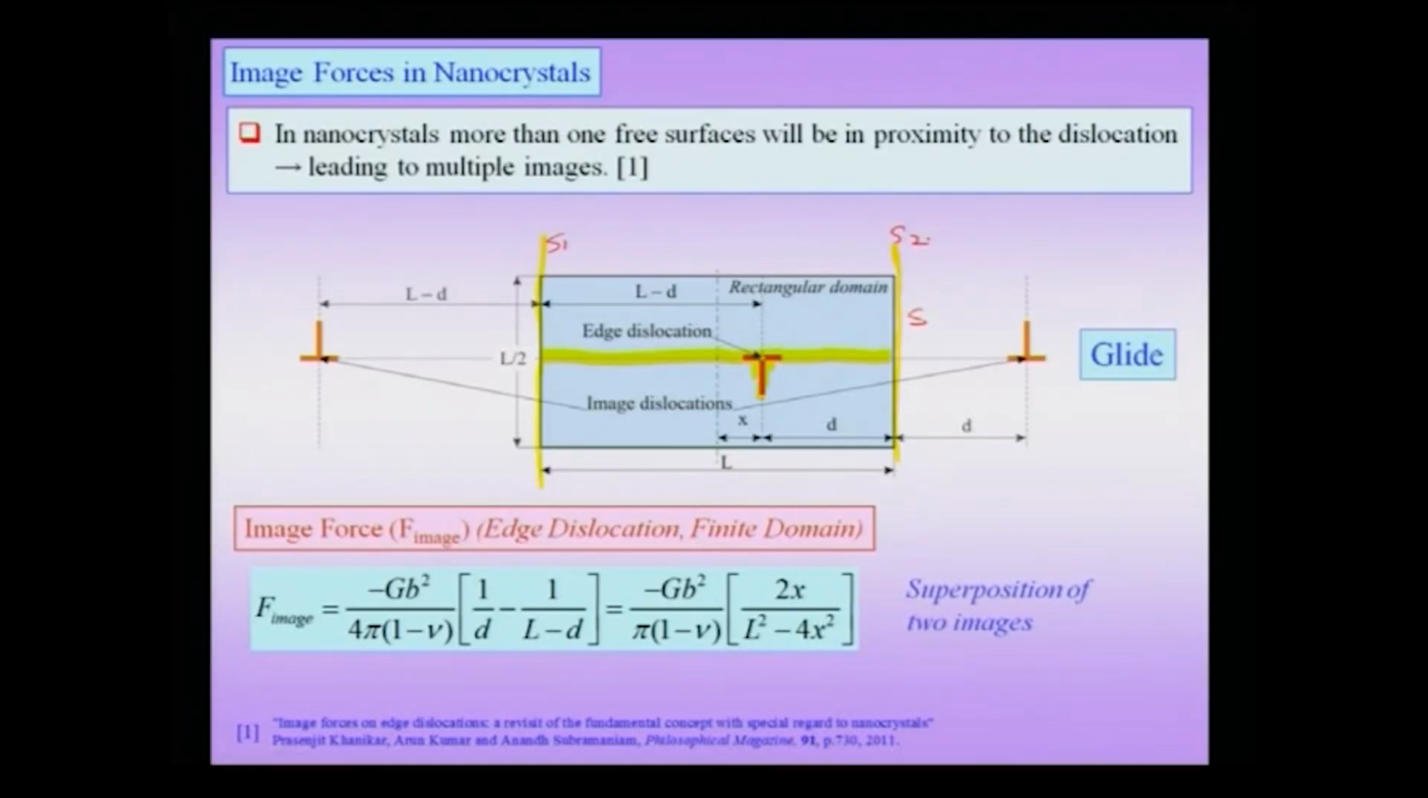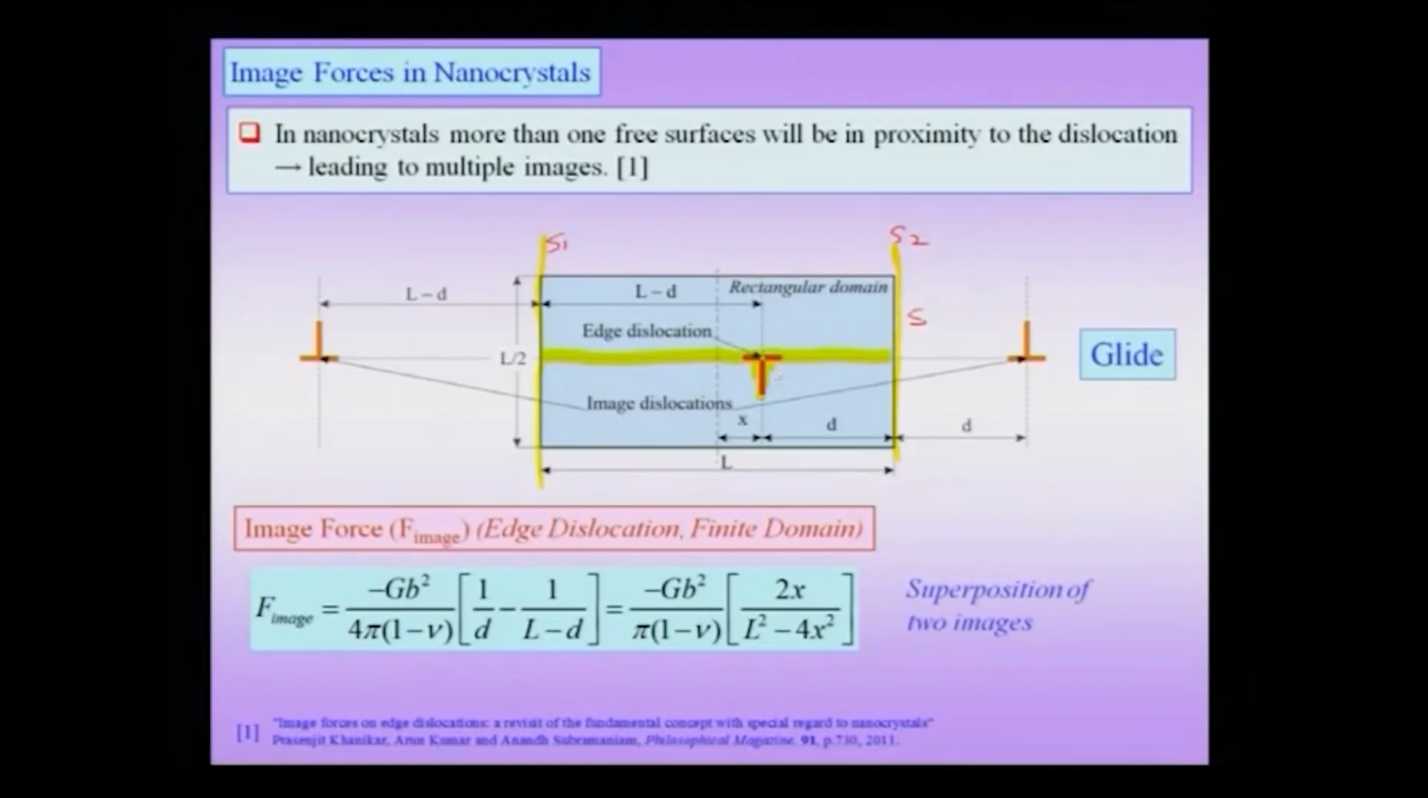This implies I have to now construct two images with respect to these free surfaces to calculate my image force. Suppose this is my positive edge dislocation; there will be one negative edge dislocation on this side of the surface at a distance of d, and there will be one more image on the left hand side at the same distance from this surface. If I call this x, then this will also be x. Therefore, I have two images, and the net force can be thought of as a superposition of these two forces arising from these two surfaces, which are perpendicular to the slip plane.